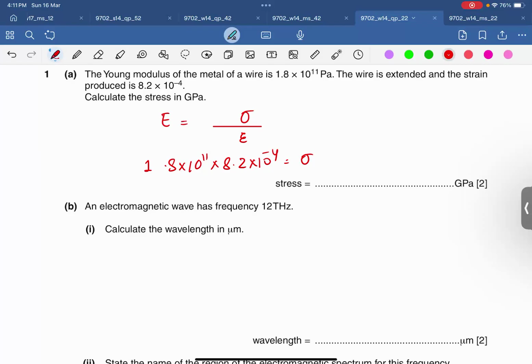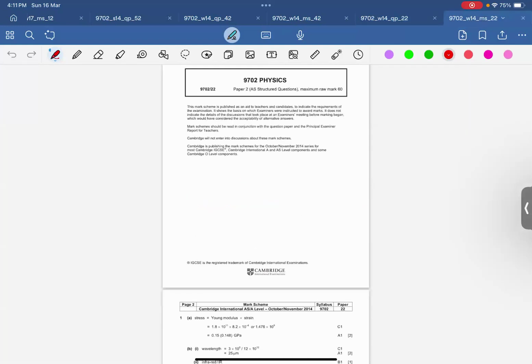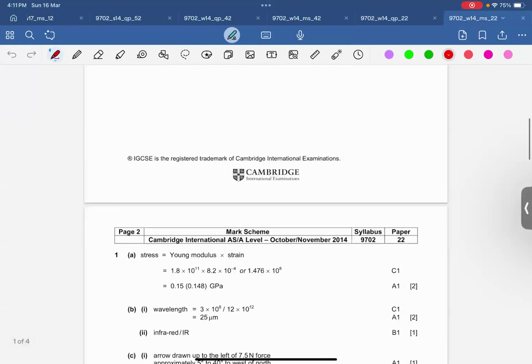So I am getting 1.476 exponent 6. But we want it in gigapascal, which is exponent 9. So you have to shift 3 points before, or just press shift and press the ENG button. So it will make 0.1476 exponent 9. Okay. Clear? Fine.